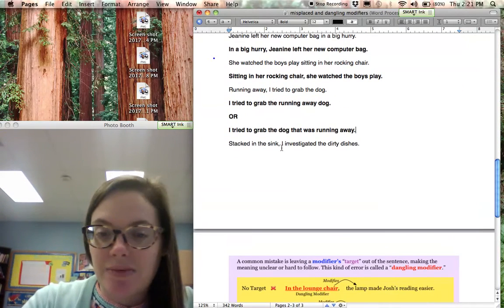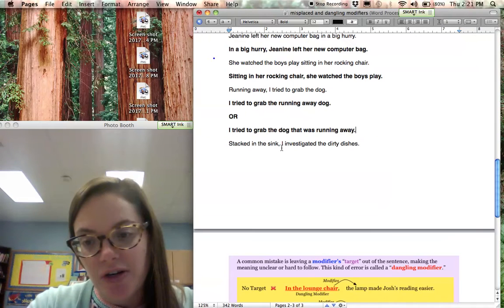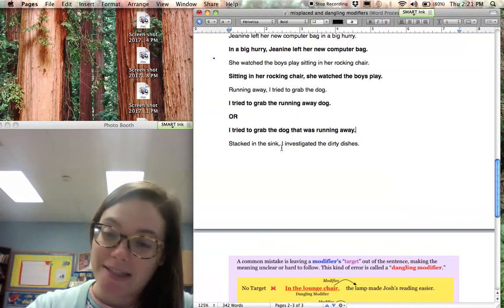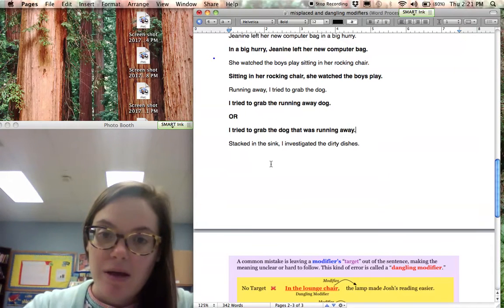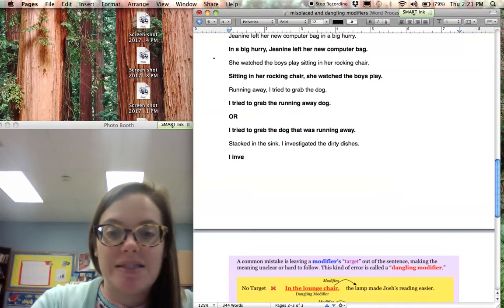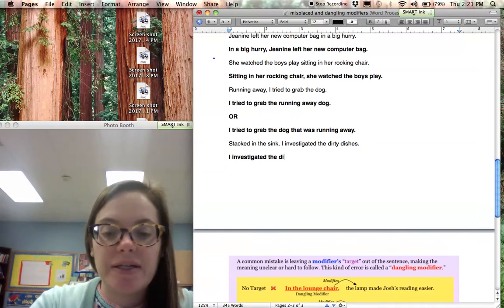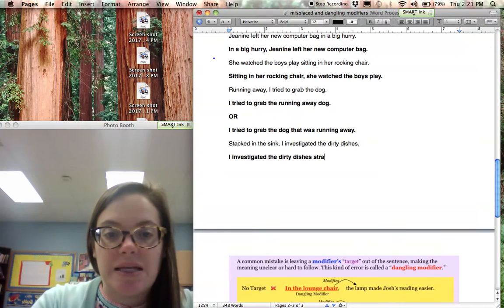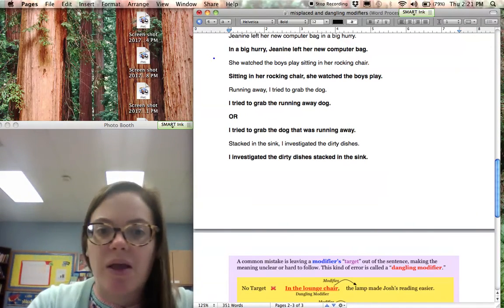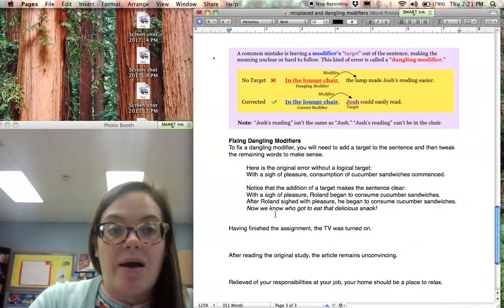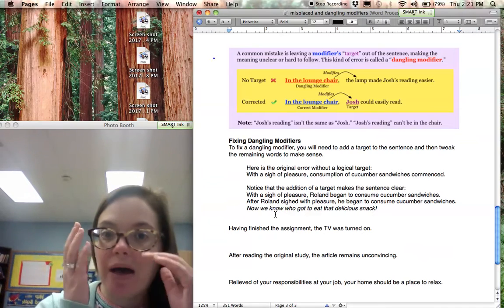All right, let's look at our next one. Stacked in the sink, I investigated the dirty dishes. So what I want y'all to do right now is I want you to rewrite this sentence for me. Okay, so hopefully you came up with something along the lines of I investigated the dirty dishes stacked in the sink. Or you could have said that were stacked in the sink, which were stacked in the sink. Doesn't matter. Okay?